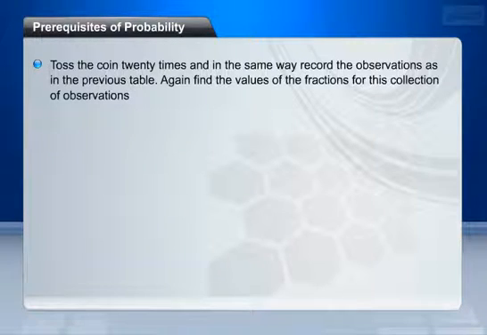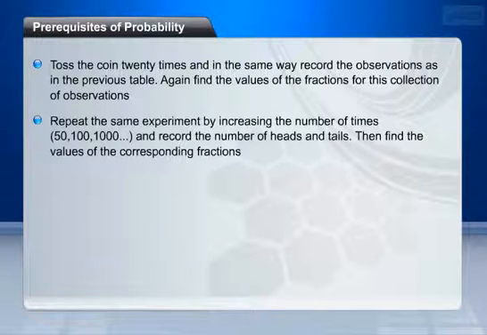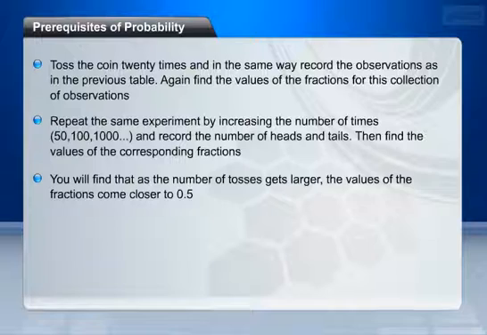Now toss the coin 20 times, and in the same way, record the observations as in the previous table. Again find the values of the fractions given previously for this collection of observations. Repeat the same experiment, increasing the number of tosses to 50, 100, 1000 and so on, and record the number of heads and tails. Then find the values of the corresponding fractions. We will find that as the number of tosses gets larger, the values of the fractions come closer to 0.5.